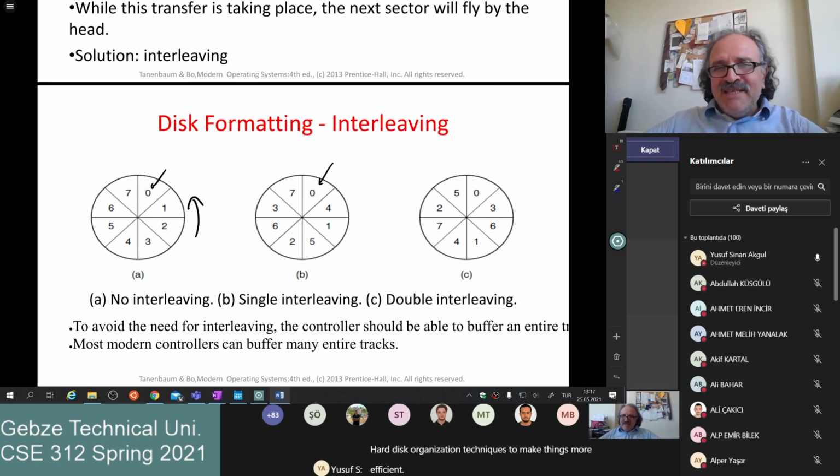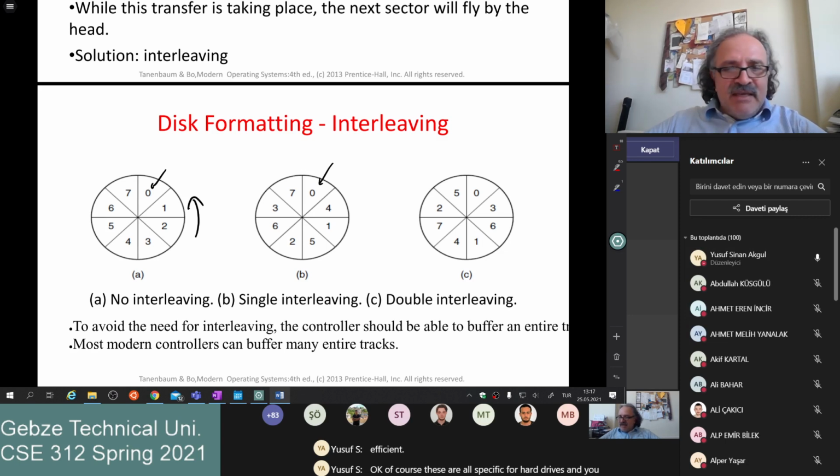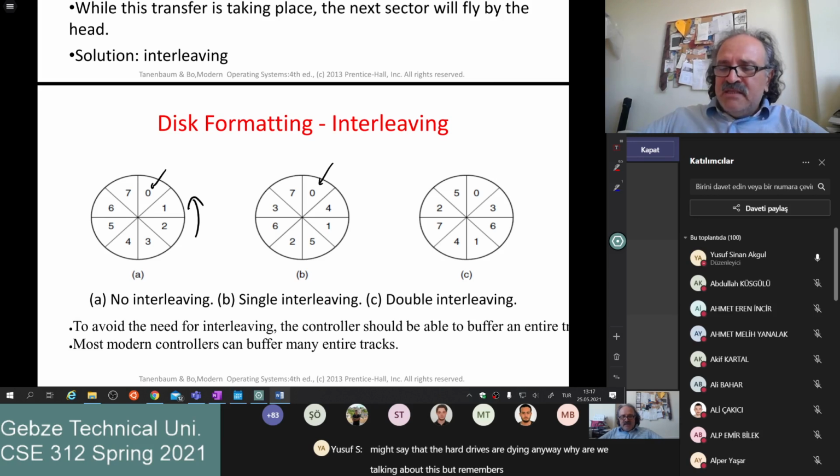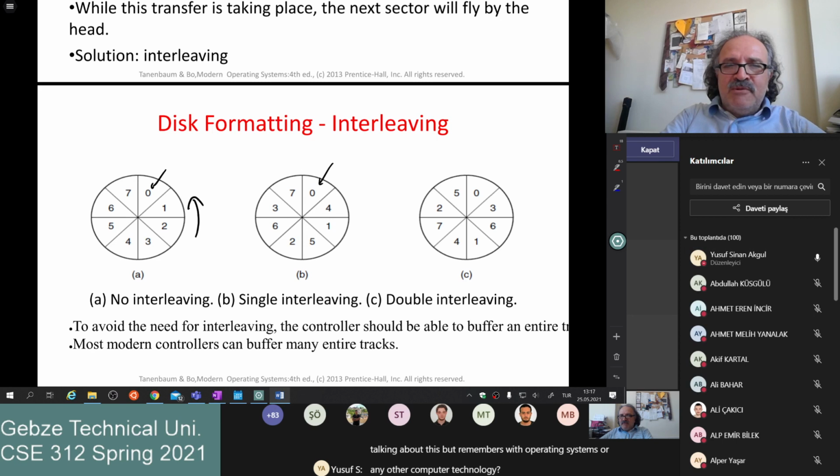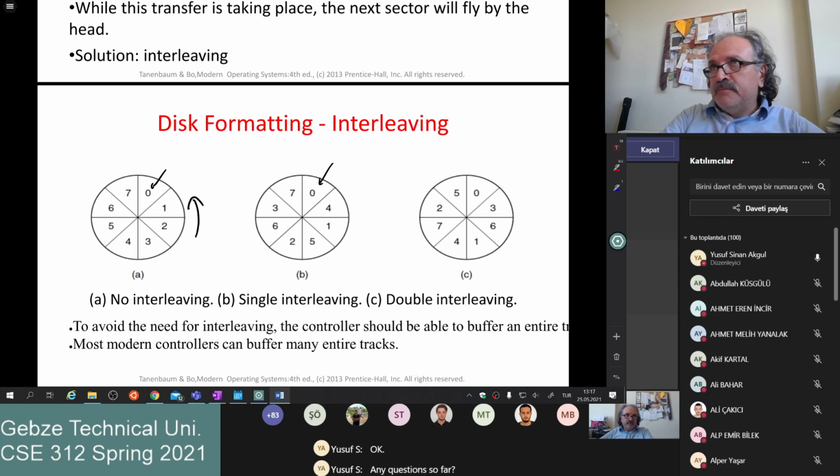Of course, these are all specific to hard drives, and you might say that hard drives are dying anyway. Why are we talking about this? But remember, with operating systems or any other computer technology, if you solve a problem, that problem is going to come back this year, next year, in 10 years, and in one way or another you are going to see these problems again. Any questions so far?